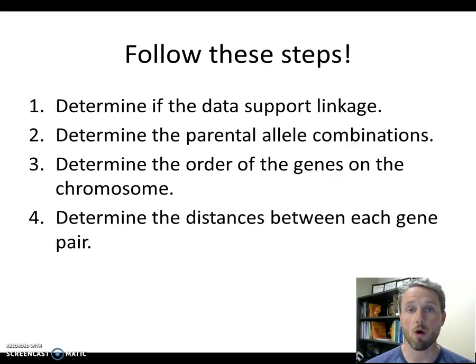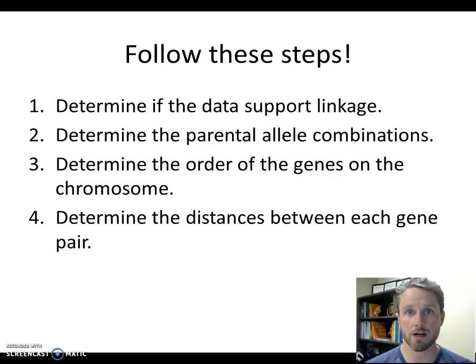Then we'll figure out the order of the genes on the chromosome. Basically, we're going to answer one simple question. Which of these 3 genes is in the middle? And then the last thing we can do, once we understand that they are linked, what the parental allele combinations were, and which gene's in the middle, we can then determine the distance between each gene pair, how far apart the genes are from one another.